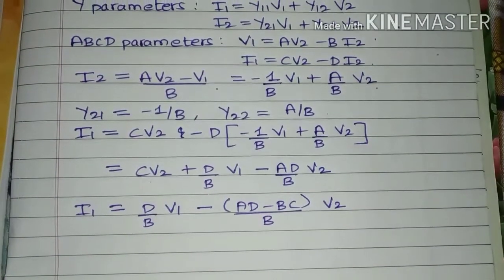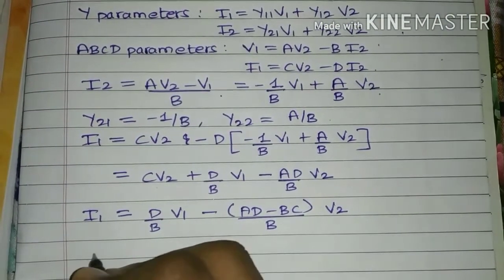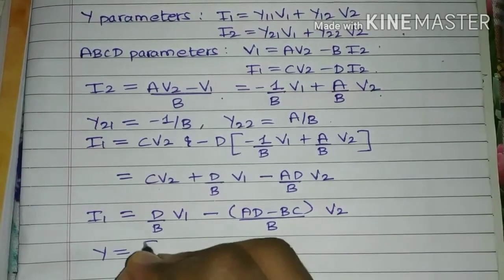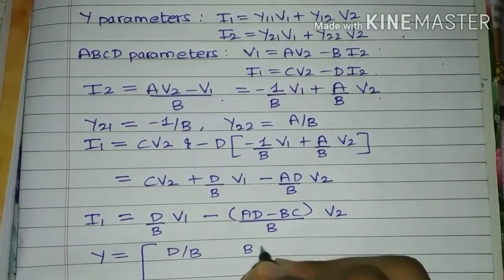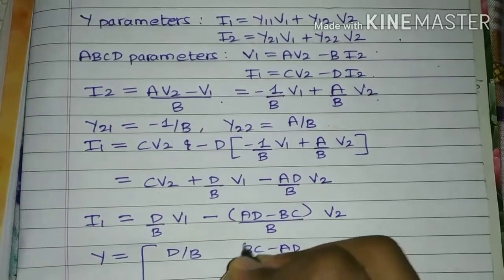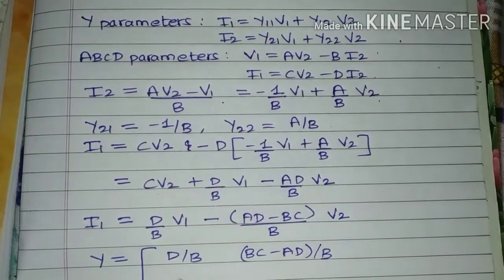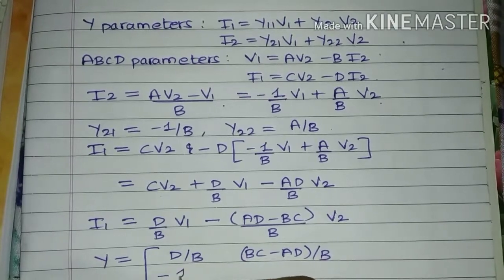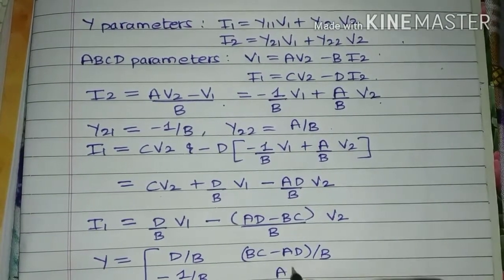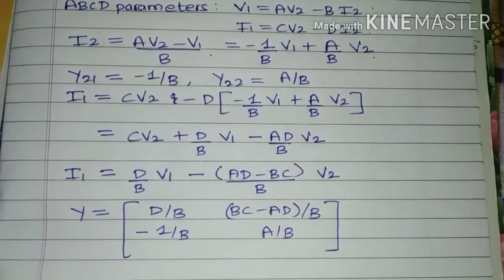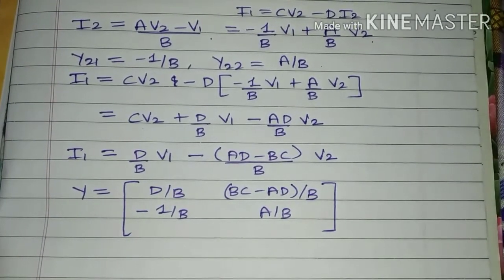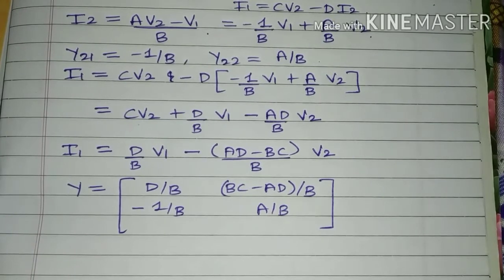Now directly we can write the matrix form of y parameters in terms of ABCD parameters. So y is equal to y11, which is D by B, y12, which is (BC minus AD) divided by B, y21, which is equal to minus 1 by B, and y22, which is equal to A upon B. In this way, we can find out the y parameters of a network if its ABCD parameters are given.